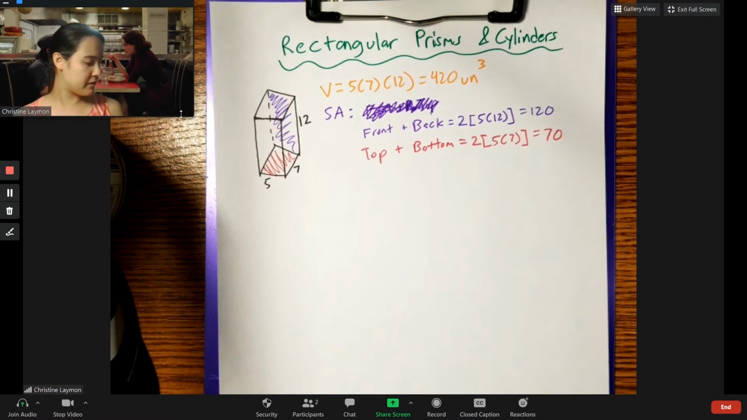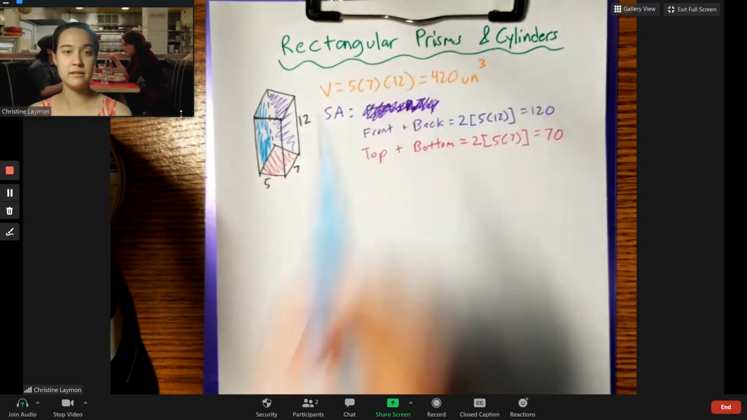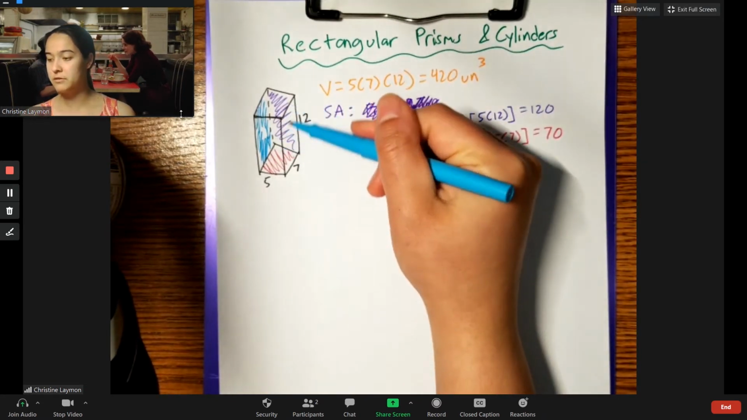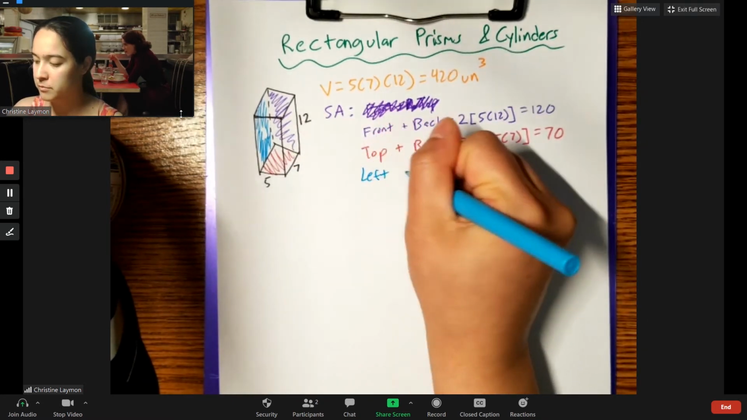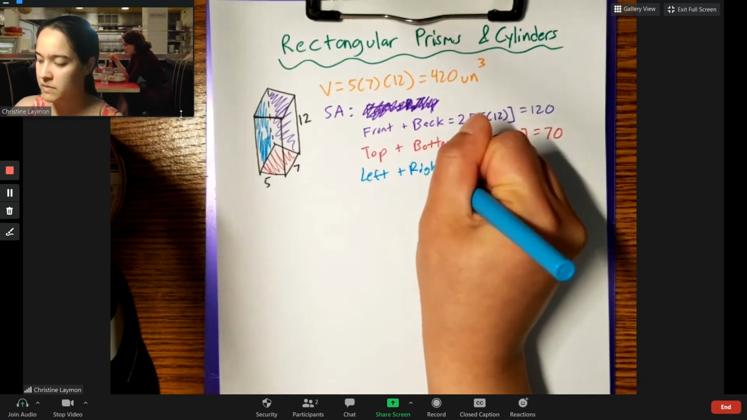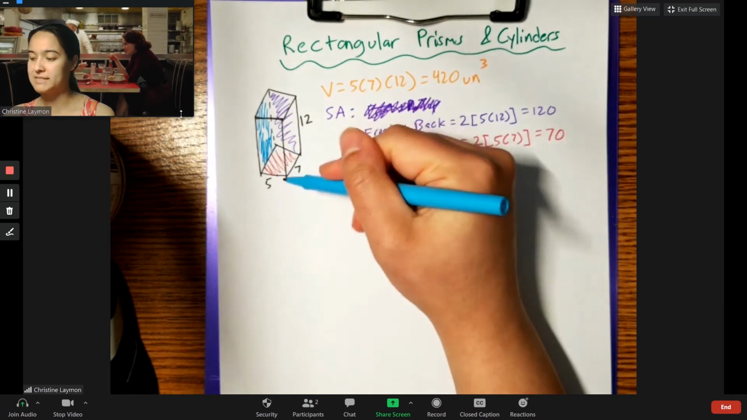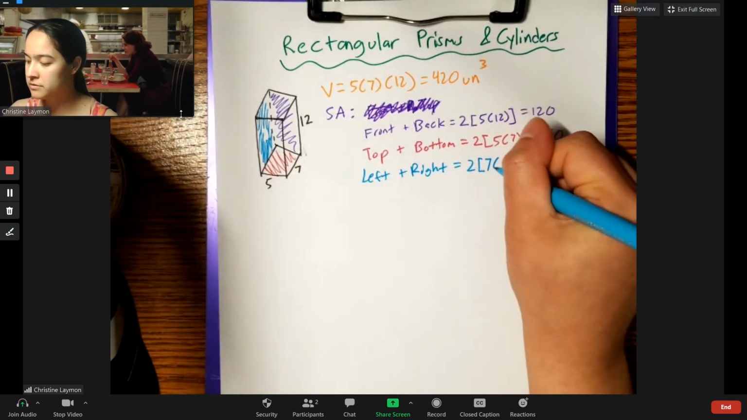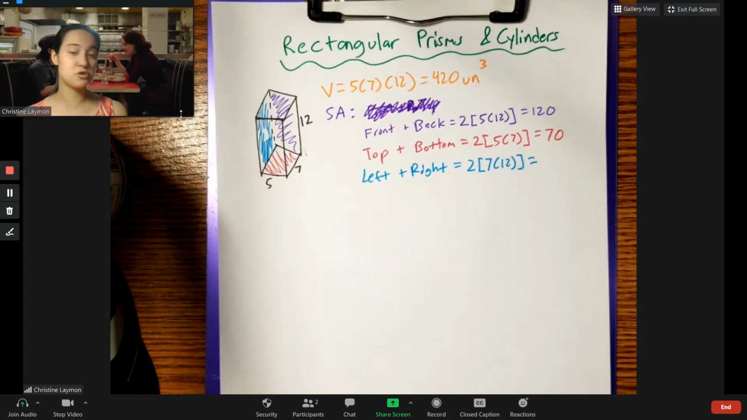And finally, we have left and right. I'll go ahead and shade in the left. So this portion here, that is the left. This one over here would be the right. So left plus right. So I've got 2 copies of that. And again, that side box is formed by 7 by 12. So 2 times 12 is 24. So we're going to go ahead and do 7 times 24. And it gets us 168.